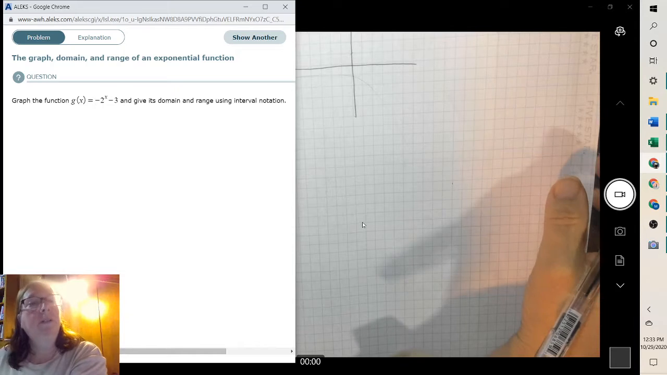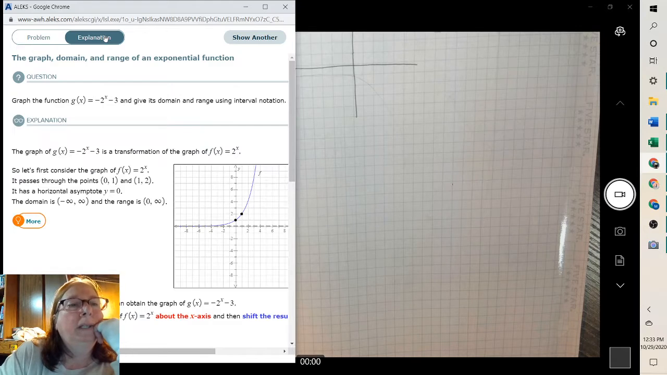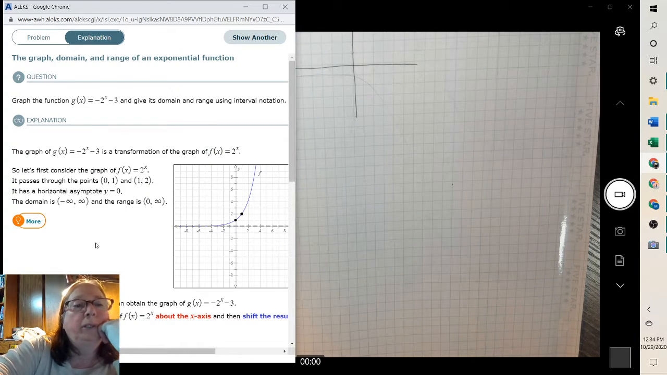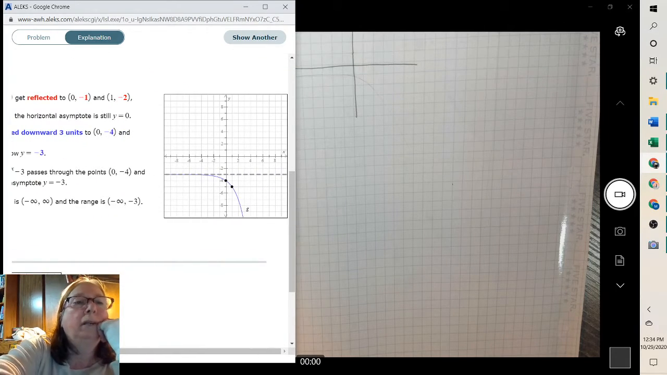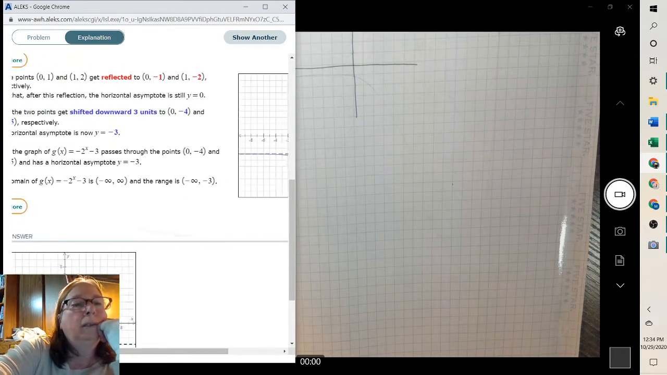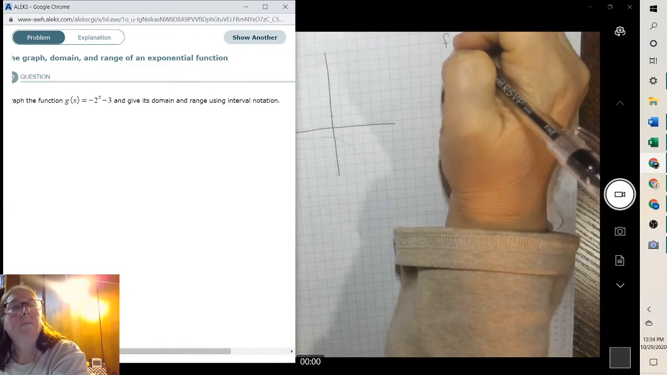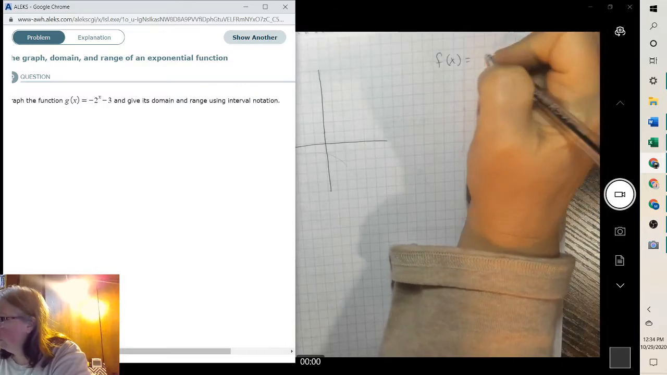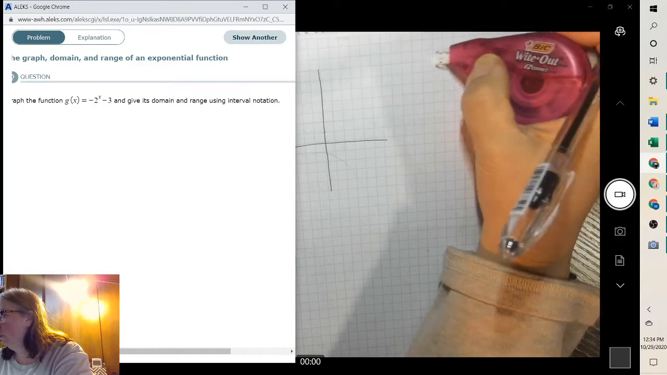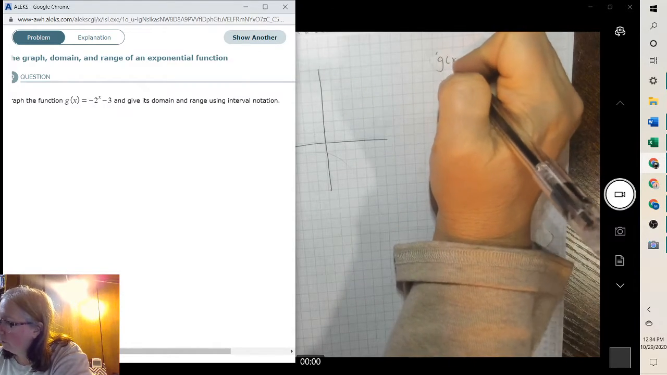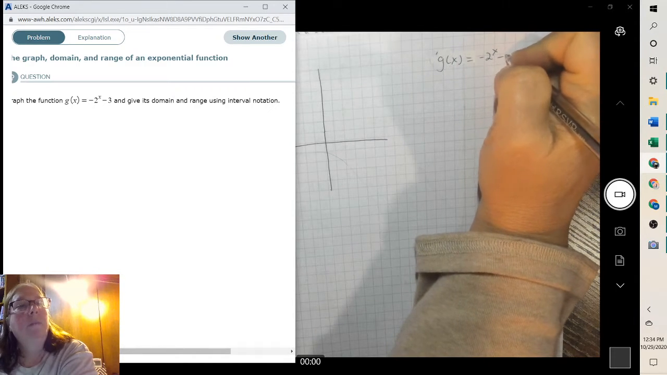But when you plug in values, let's see, how many do we need? Graph the function and give its domain. Let's see how many they want. 2 points. So you're graphing it with 2 points. Yeah, so we only have to give 2 points. Okay. G of x equals -2 to the x minus 3.